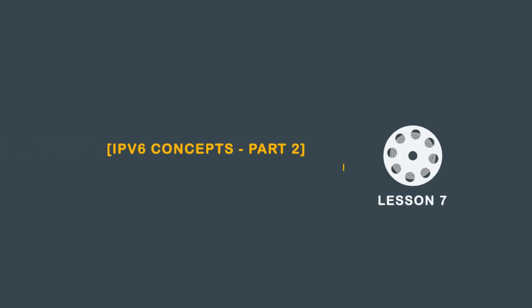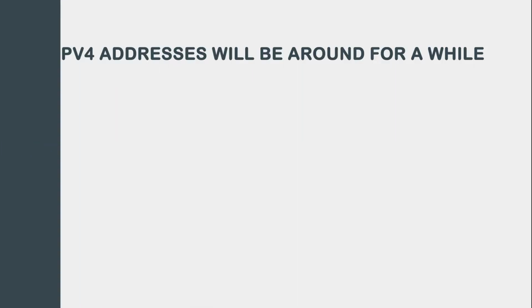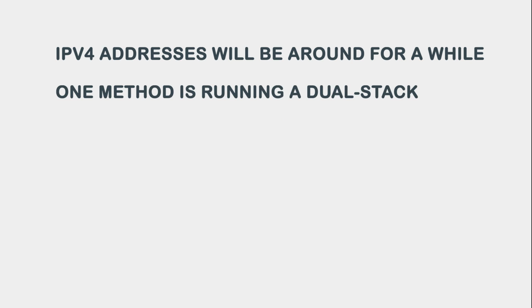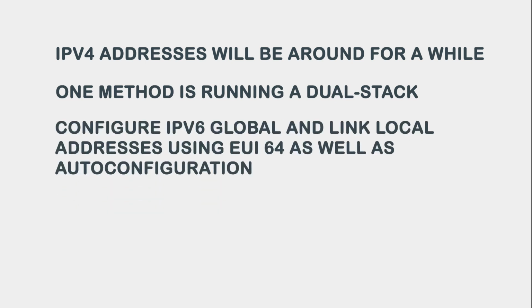This is the second of two videos covering IPv6. IPv4 addresses will be around for a while, and several mechanisms are in place to help with the transition. One of these methods is running a dual stack. We will show you how to configure IPv6 global and link local addresses using EUI-64 as well as auto configuration.